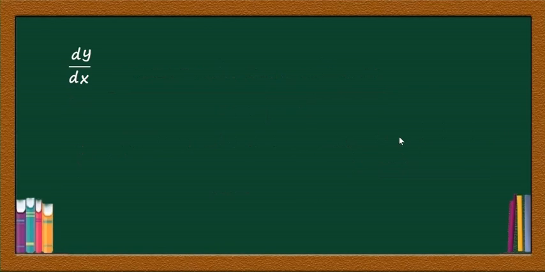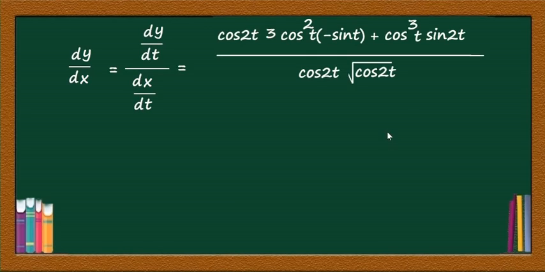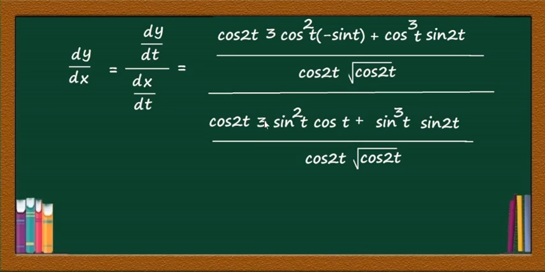And in the next step, we can find dy by dx, that's equal to dy by dt divided by dx by dt, that's equal to cos 2t into 3 cos square t into minus sin t plus cos cube t into sin 2t, divided by cos 2t into root cos 2t, divided by cos 2t into 3 sin square t cos t plus sin cube t into sin 2t, divided by cos 2t into root cos 2t.